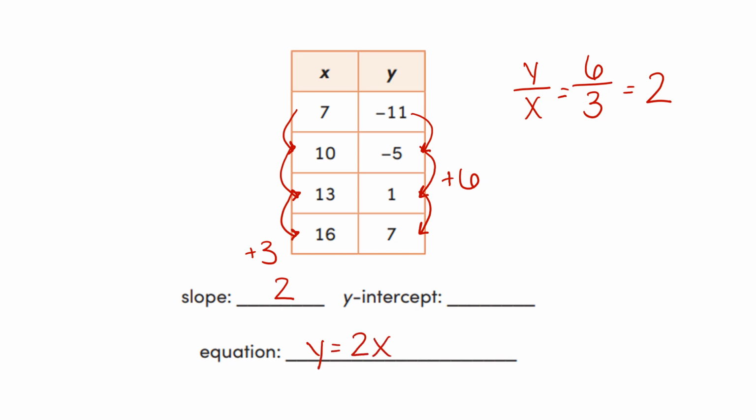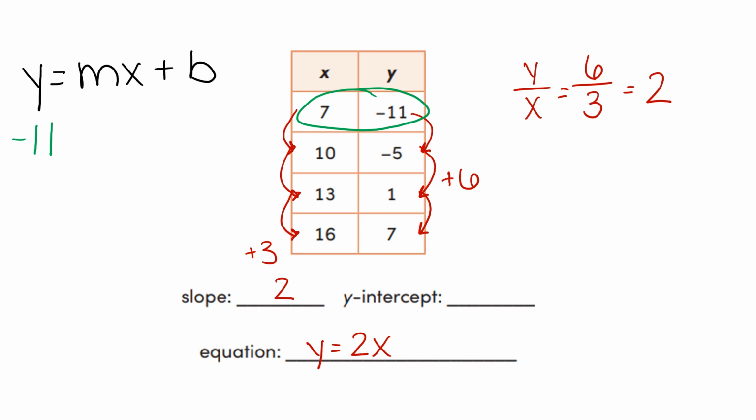Now, there is no zero value, so we need to solve the equation to find the y-intercept. Our equation is y equals mx plus b. I am going to use my first set of numbers. My y value is -11. My slope value that we solved was 2, and my x value was 7. The plus b value is the value that is unknown. So I multiply my parentheses. 2 times 7 is 14.